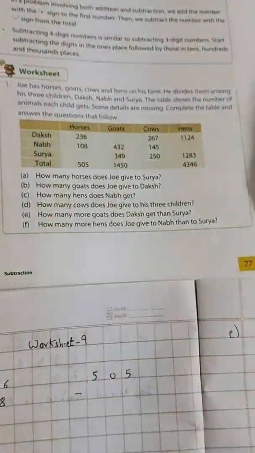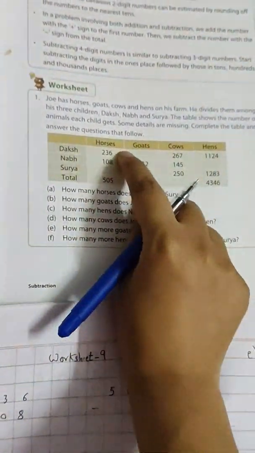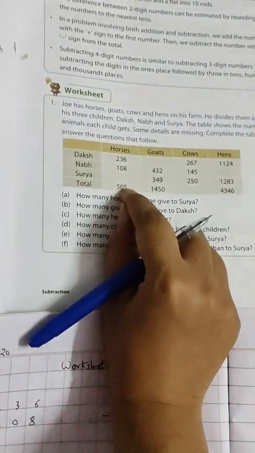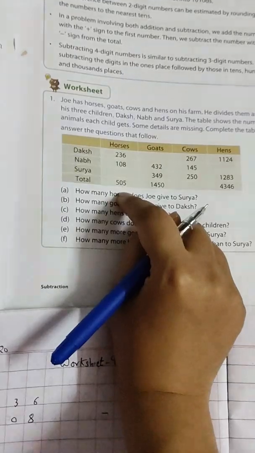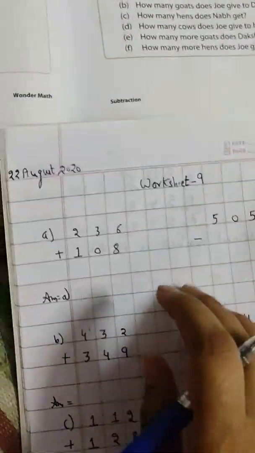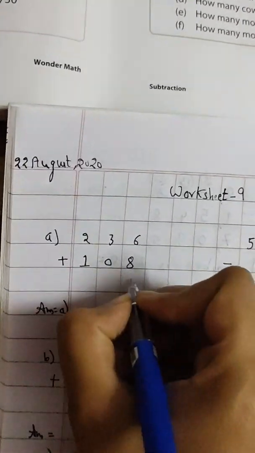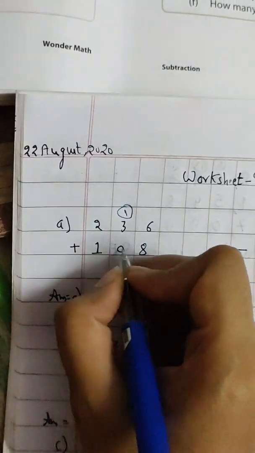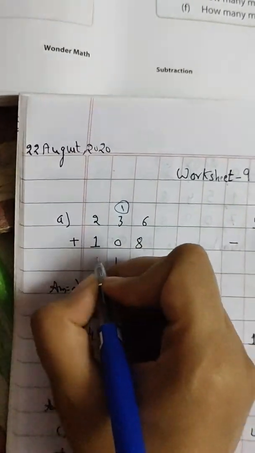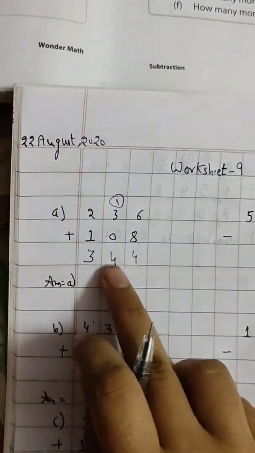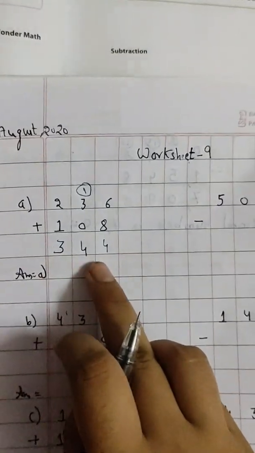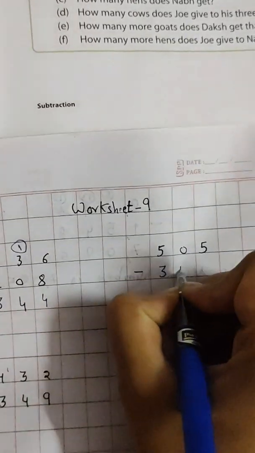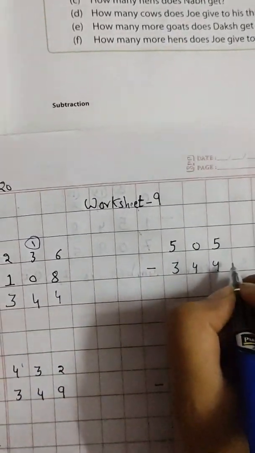Now what we will do is, firstly we have to find the sum of these two numbers, then we will subtract that sum from this 505. So now 6 plus 8 is 14. 1 we will write here. 1 plus 3 is 4. 4 plus 0 is 4. 2 plus 1 is 3. So it means 344 is the total sum of these two numbers. Then we will write this number here, 344.